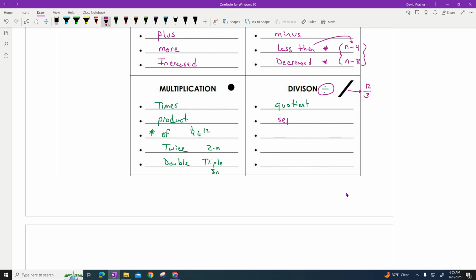Separate. Okay, I don't see that one very often. It's an E right there. Separate. Okay. Divided by, that's a big one. You'll see that one all the time. That means division.